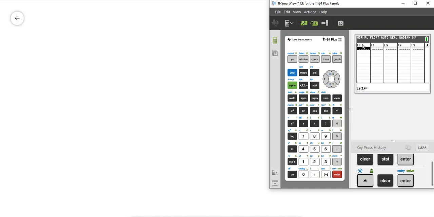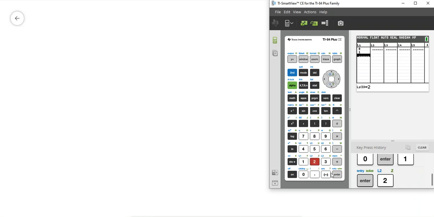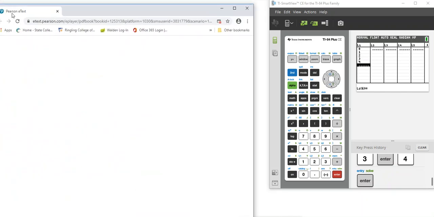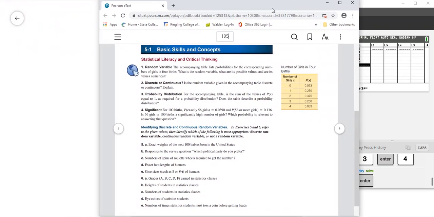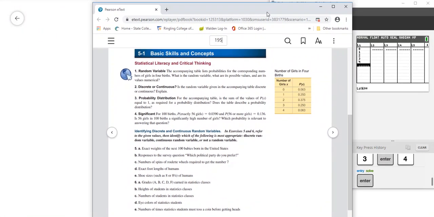Now, to find the mean and standard deviation of a discrete random variable, I need to put the inputs in L1, and those were 0, 1, 2, 3, and 4. Those are the numbers that I got from that table right there. That was the input: 0, 1, 2, 3, and 4. And then to the right of that, I'm going to type these probabilities in L2.